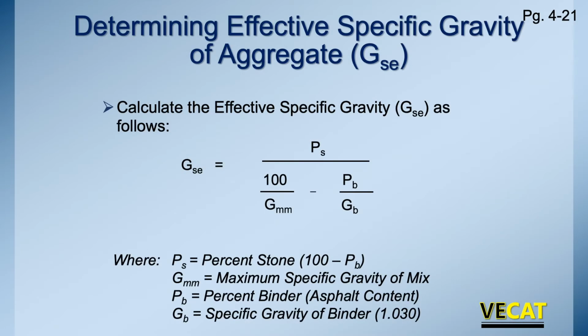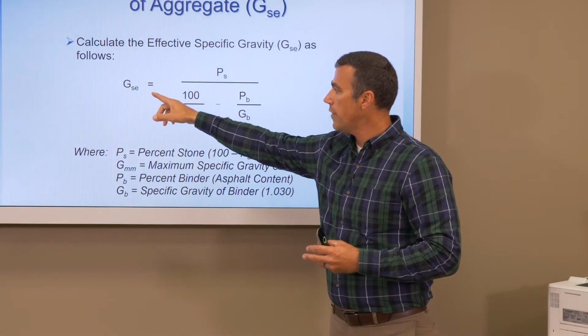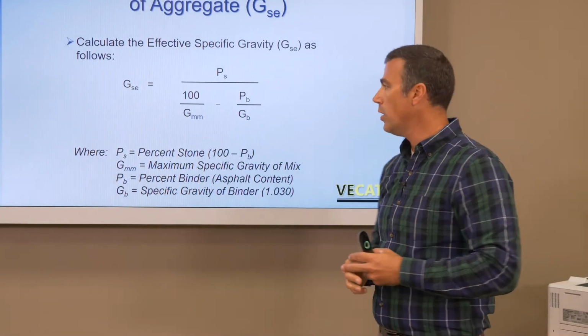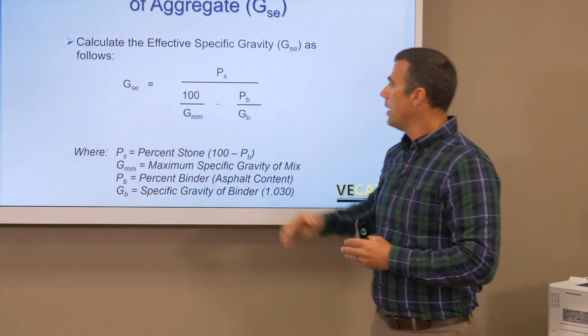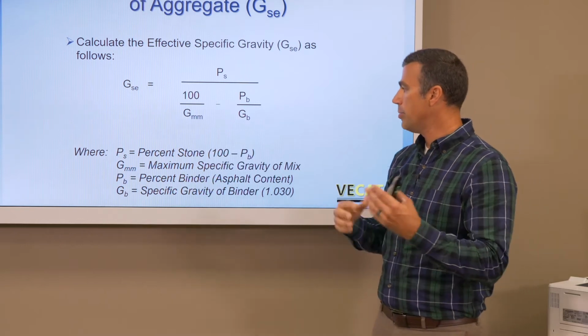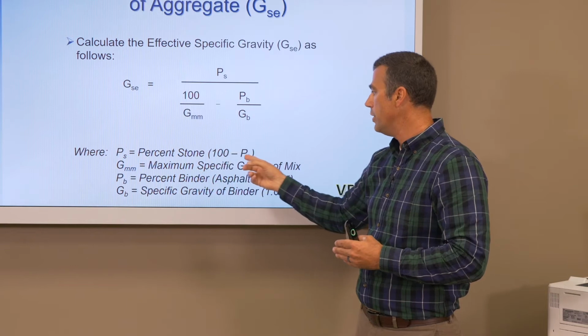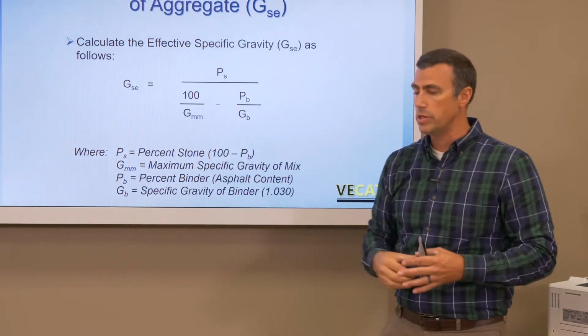So first of all, the effective specific gravity of the aggregate. And how do we calculate that? So this equation, if you look at what's in this equation, you may see some familiar numbers or terms. We have our effective specific gravity of our stone, that's what the S stands for, so GSE. And to calculate it, we start with our percent stone on top. We have a percent binder in the mix, so we simply subtract the percent binder from 100. That gives us what percent stone is in the mix.